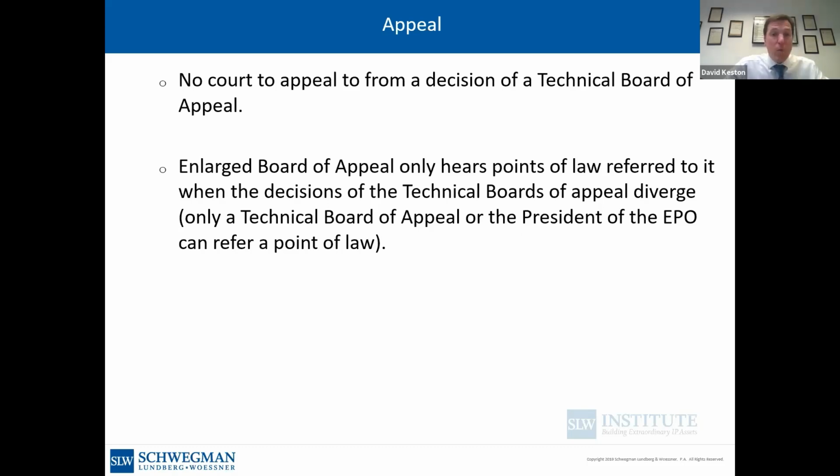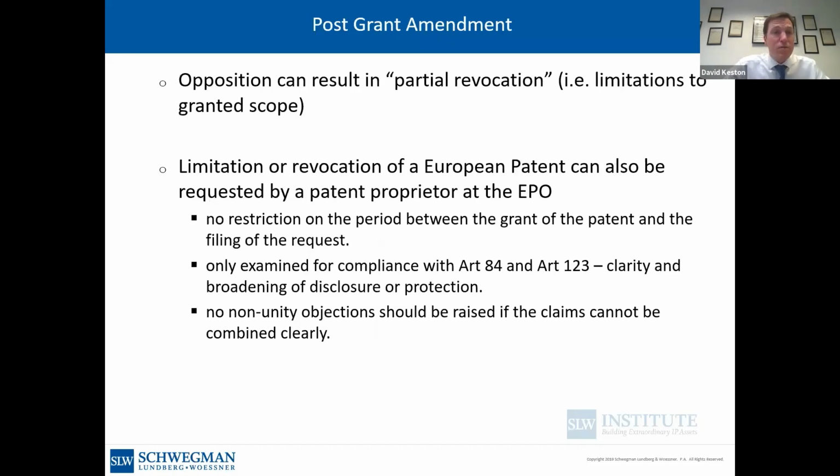I've mentioned the normal way that post-grant amendment happens, as in the result of an opposition decision to partially revoke, but it's entirely possible for the proprietor themselves to seek to limit or indeed to revoke their own patent. And here, slightly differently from the opposition procedure, there's no restriction on the period between the grant of the patent and the filing of the request in which one does this. And when one requests, say, to limit a patent, it is only to be examined for compliance with the clarity and the added subject matter provisions of the EPO, not others. So that, for example, non-unity objections will not be raised.